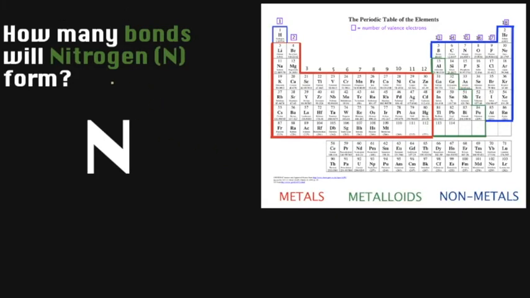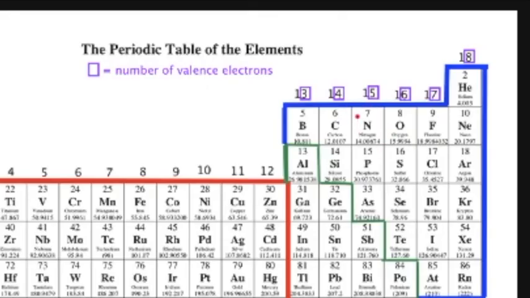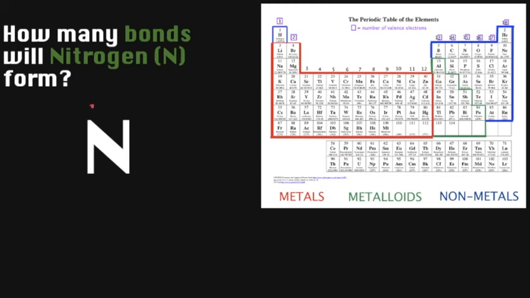Let's do another example. So this one is how many bonds will nitrogen form? So let's look up nitrogen. Nitrogen is under group 15, which means that it has 5 valence electrons. So let's make that Lewis structure. We go 1, 2, 3, 4, 5. Now that we have our valence electrons, let's look at the places where it has open space. It's got 1 open space here, 1 open space here, and 1 open space here.